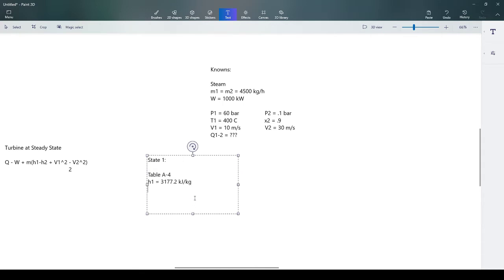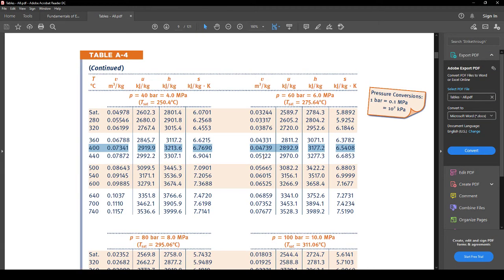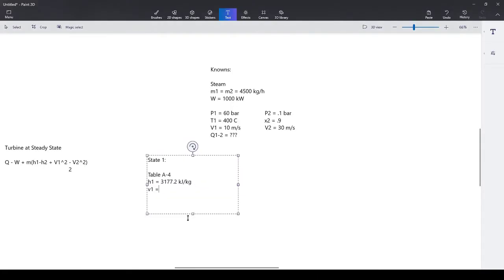And you can grab everything else, but because I think I know the question, we don't need to, so I'm not going to. But honestly, you can write it down. And it's never going to hurt you, right? If you take V1 here, it'll never hurt you to do it. So 0.04739. And this is kilojoules per kilogram Kelvin. So we've got state 1 all figured out, right?